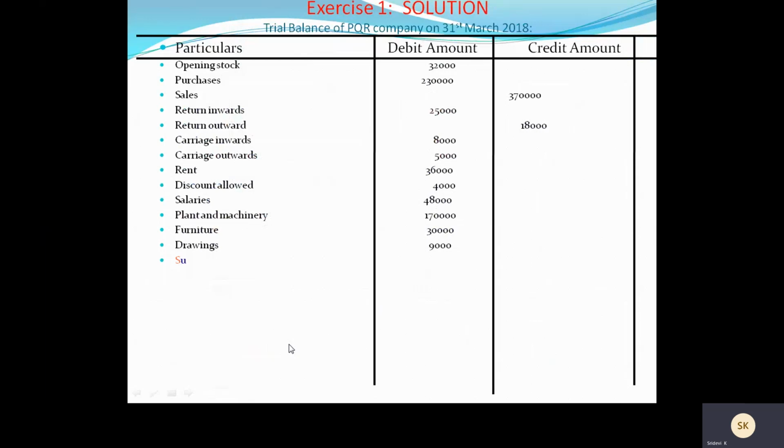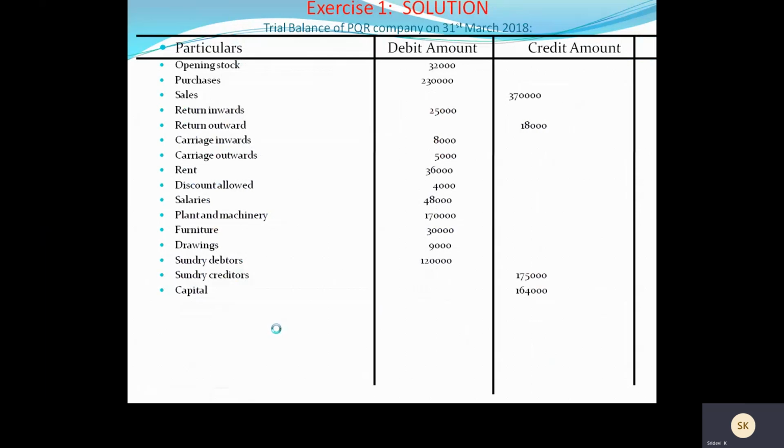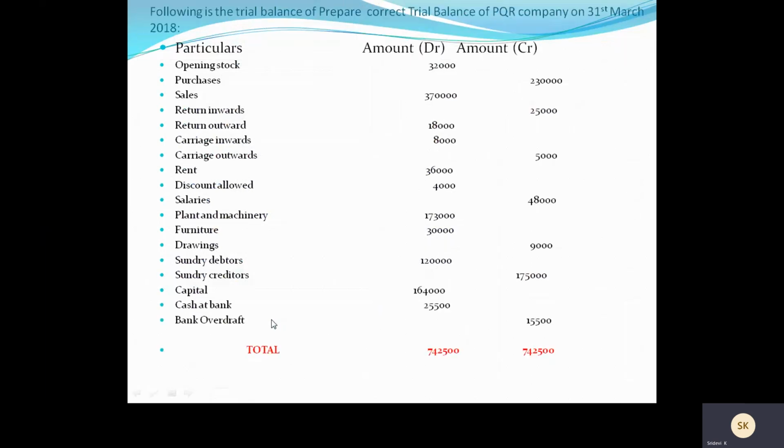So sundry debtors in the debit column and sundry creditors in the credit column were both given correctly. Capital was wrongly given in the debit amount column, so we brought it to the credit amount column. Okay. And then let us see the remaining items that we need to record.